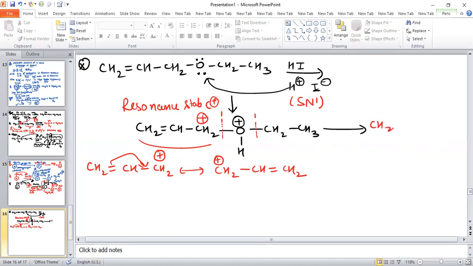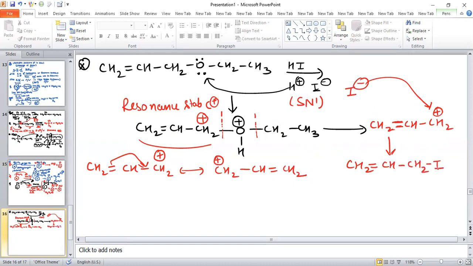Therefore, the intermediate obtained will be CH2 double bond CH and CH2 plus. Now this I minus will attack on the more stable carbocation. When I minus attacks the more stable carbocation, the product will be CH2 double bond CH and CH2I. This is obtained as the product.